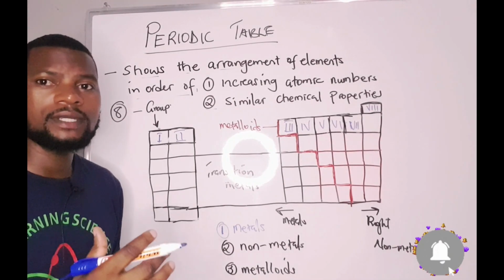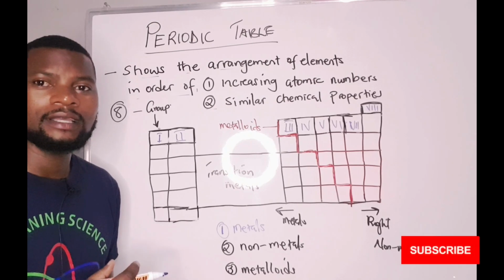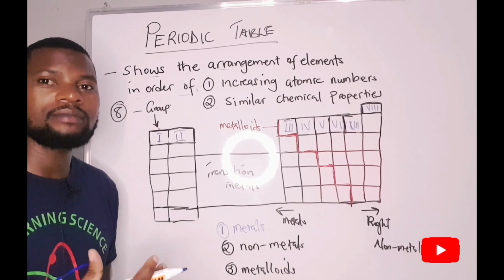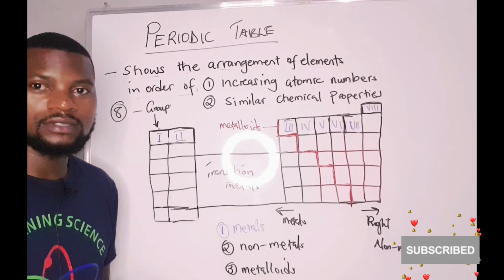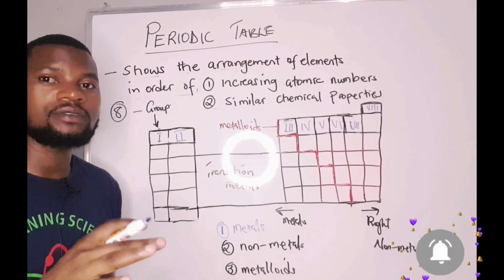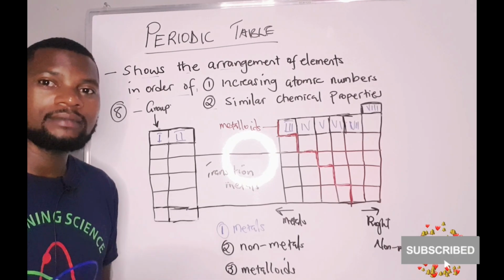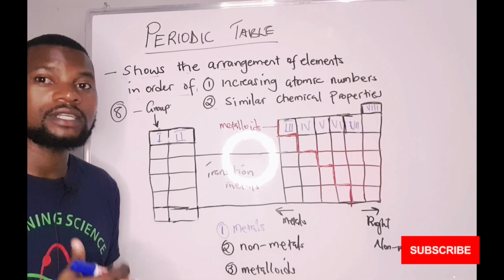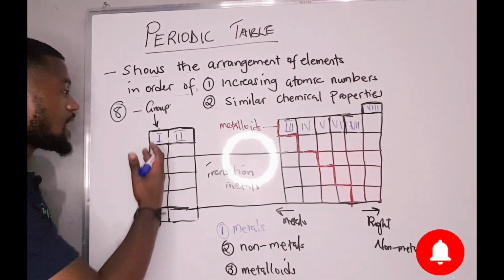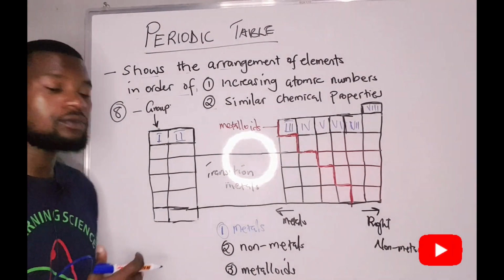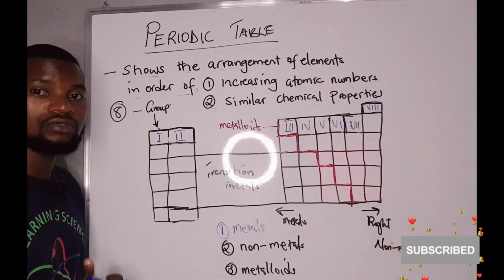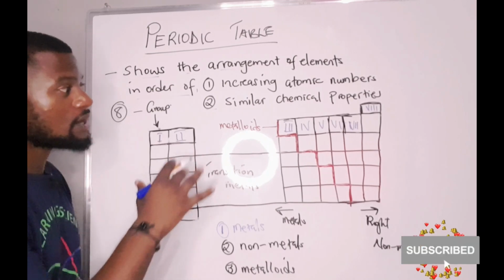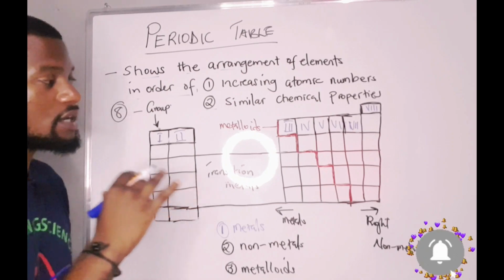Now, the arrangement of elements in groups is dependent on the valence electrons. If an element has got 3 valence electrons, then that element is going to be found in group 3. If an element has got 2 valence electrons, then that element is going to be found in group 2. So if we have this as group 1, all the elements arranged in this group will have 1 valence electron.